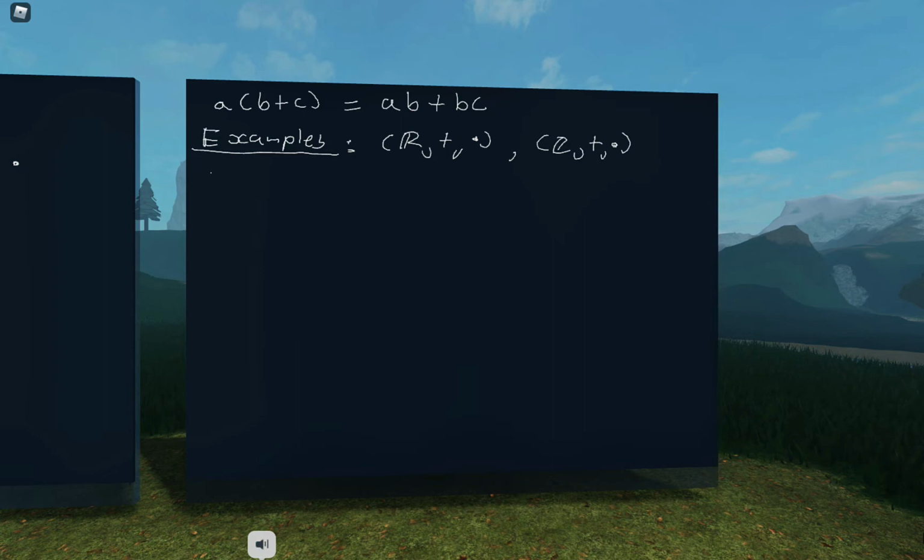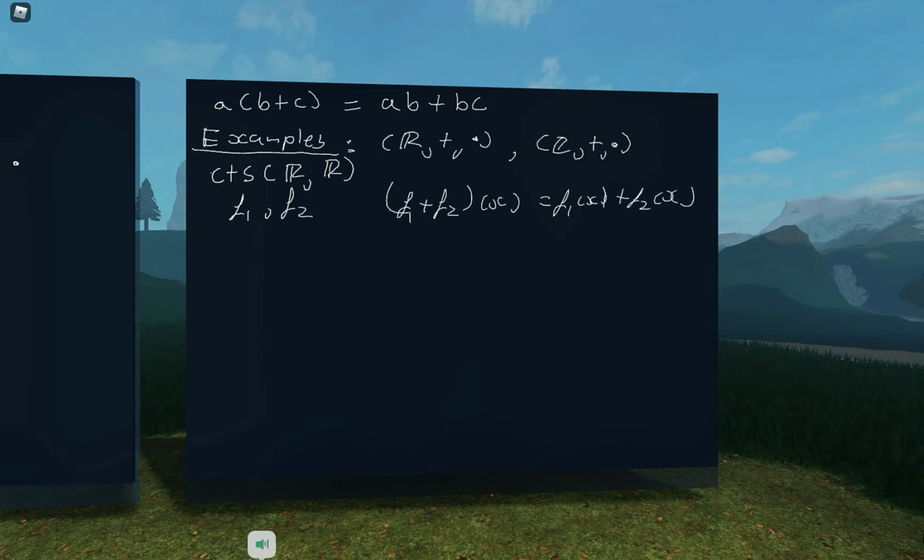So for a slightly different example, we could consider all the continuous functions from the real numbers to the real numbers. And so multiplication and addition in this ring would be defined pointwise, meaning that if you have two continuous functions, then f1 plus f2 would be the function that sends x to f1 of x plus f2 of x. And similarly for the multiplication, it's defined in the exact same way.